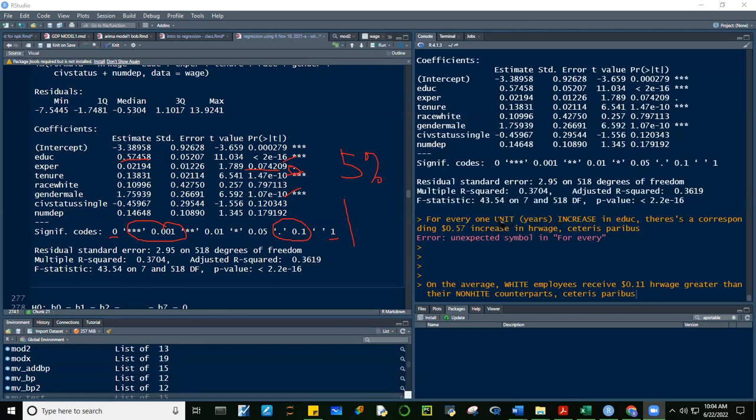Okay, dapat din may on the average, son. Pero okay lang, sige. For every... number of dependents is number of child, no? For every one unit increase in the number of dependents, there's a corresponding $0.15 increase in hourly wage, ceteris paribus. So that would have been interpreted that way. Kaso nga lang, guys, hindi siya significant.